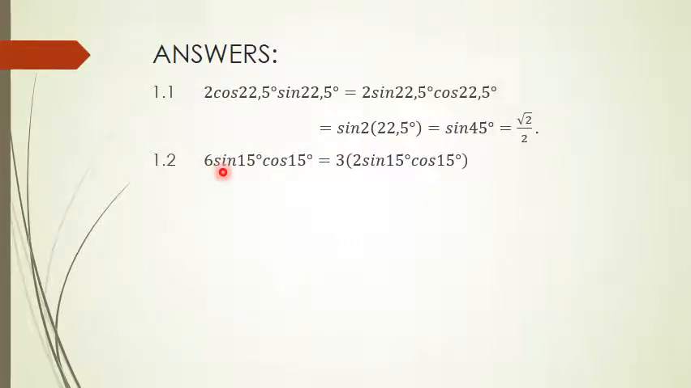1.2. 3 sine 15 degrees cos 15 degrees. We rewrite this as 3 times 2 to create the double angle formula here. So that's 3 times 2 sine 15 degrees cos 15 degrees. Then this is the double angle formula for sine. Applying that in reverse, we get 3 sine 2 times 15 degrees. This is equal to 3 times sine 30 degrees. Now sine 30 degrees is half. So that's 3 times half, which is 3 over 2.